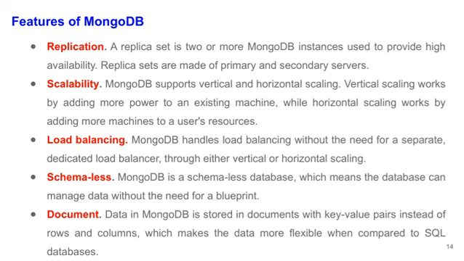MongoDB supports both vertical and horizontal scaling. Vertical scaling means adding more resources, like CPU or memory, to an existing machine, which is great for increasing capacity quickly. Horizontal scaling, on the other hand, involves adding more machines to your setup, allowing you to distribute the load and grow more efficiently as your data needs expand.